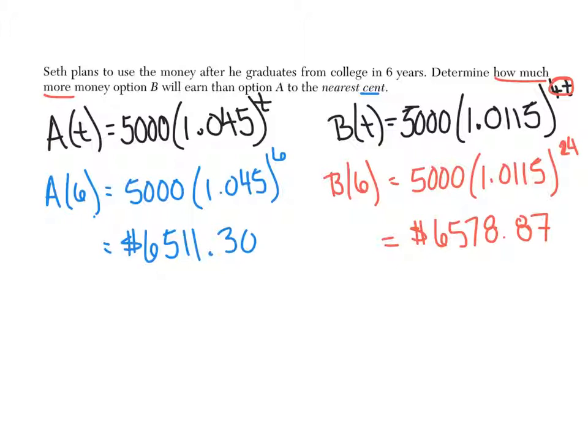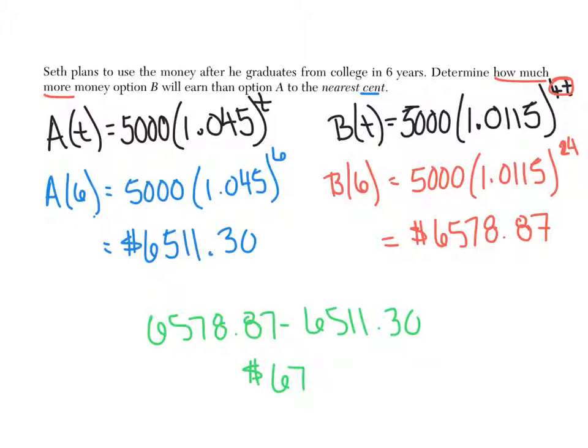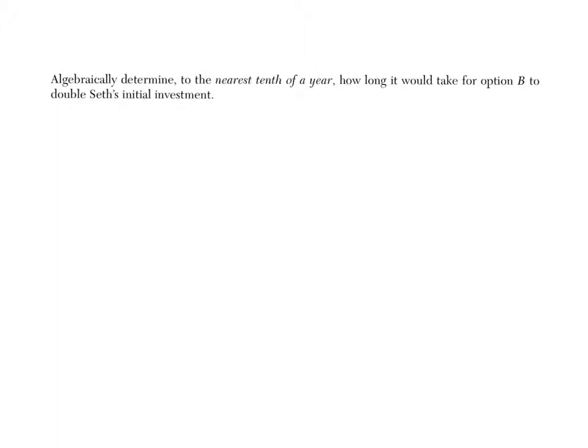And the question is, how much more money do I have in option B? So what I'm going to do is subtract these two numbers. And we could say, okay, 6,578.87 minus 6,511.30, and that gave me $67.57. So not a huge advantage, but I'll certainly take it.